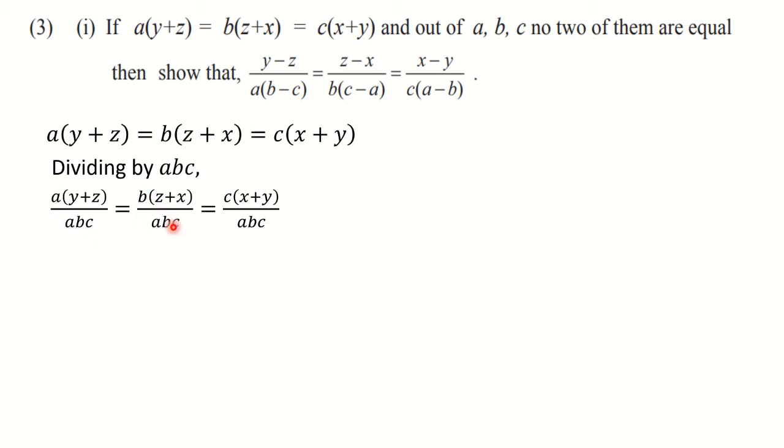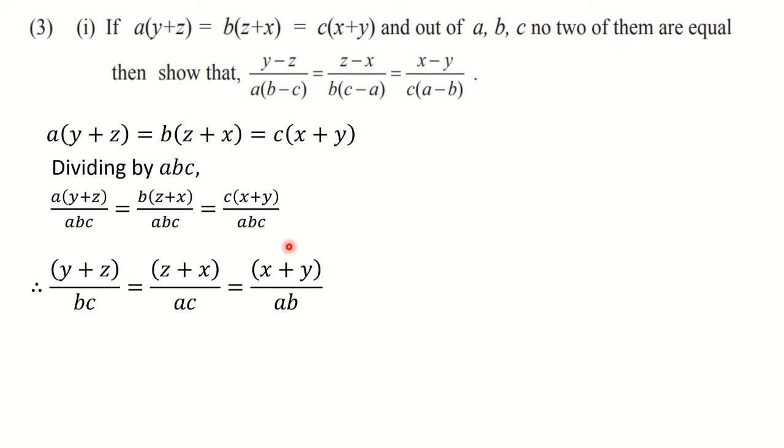Here B and B got cancelled and here C and C got cancelled, and we got the new ratios as (y plus z) upon BC is equal to (z plus x) upon AC is equal to (x plus y) upon AB. Okay. Now we have to observe one more thing here, that what changes are done in the denominator.